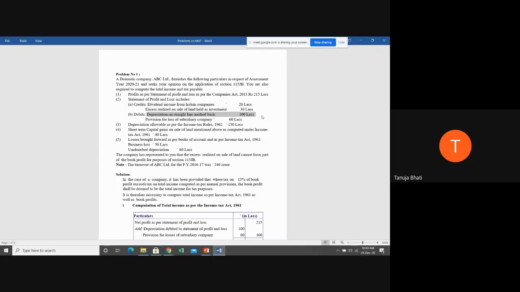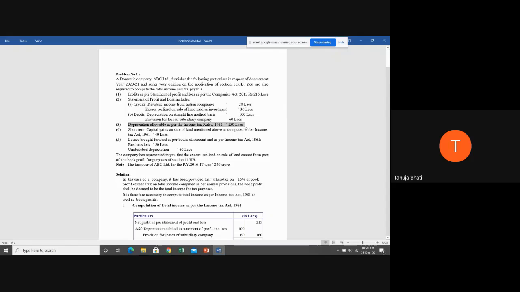See, any depreciation as per the income tax rules, depreciation on the reducing balance method or depreciation as per the income tax rules is allowable. But on straight line method basis, it is disallowed. So if it is disallowed, it will not be deducted from the net profit. So depreciation on straight line basis, you have to add it back to the net profit. Next, provision for loss of subsidiary company. I told you already that any provision, if it is debited to the P&L account, you have to add it back, even in calculating the normal income as per normal provisions of Income Tax Act.